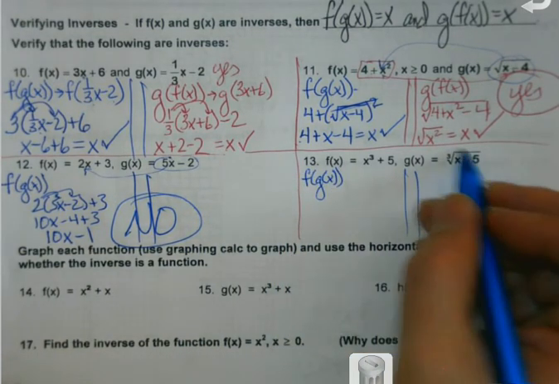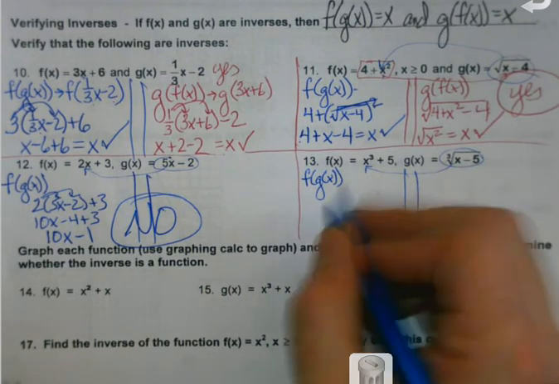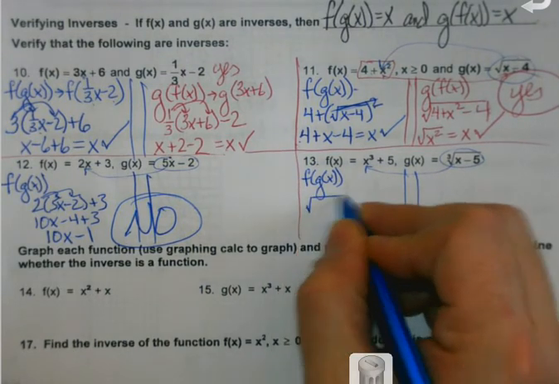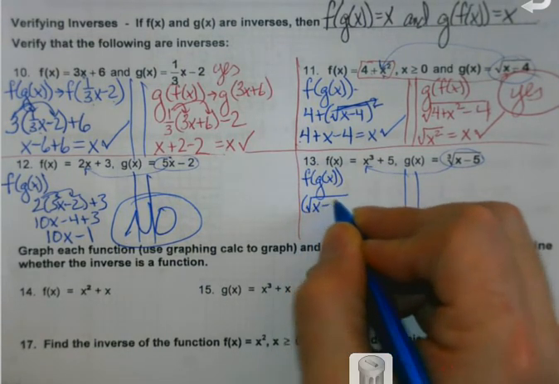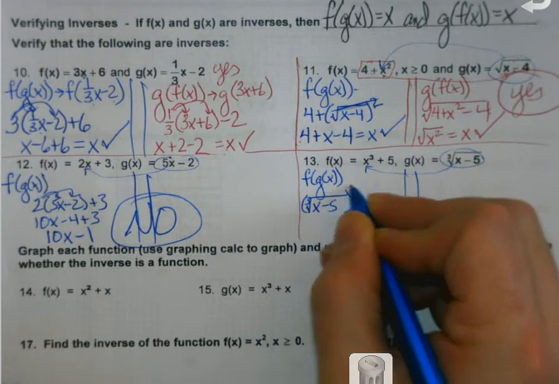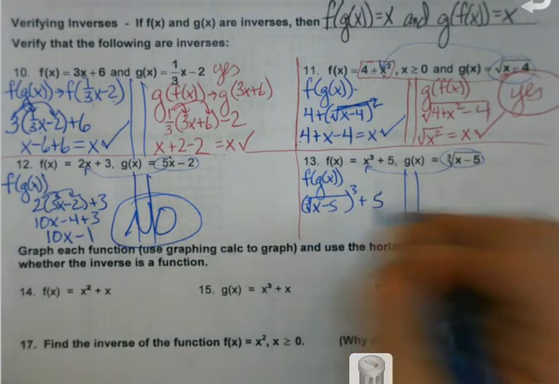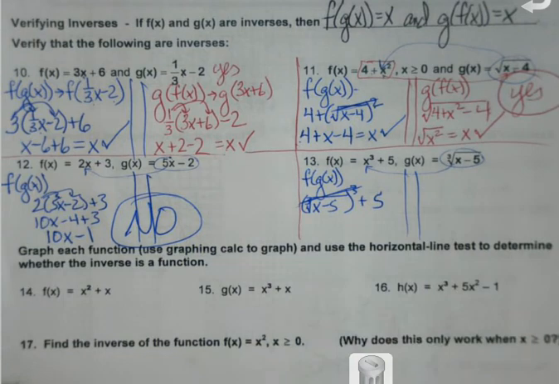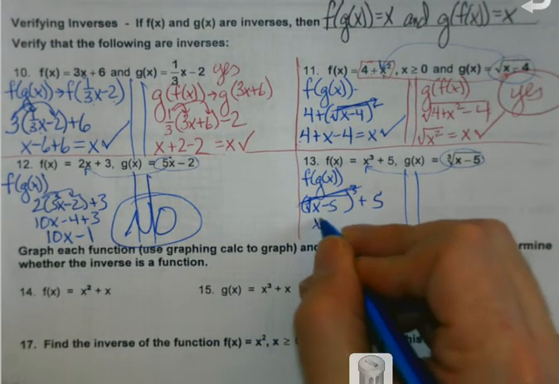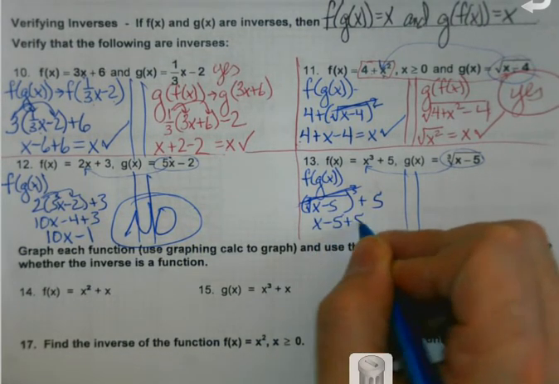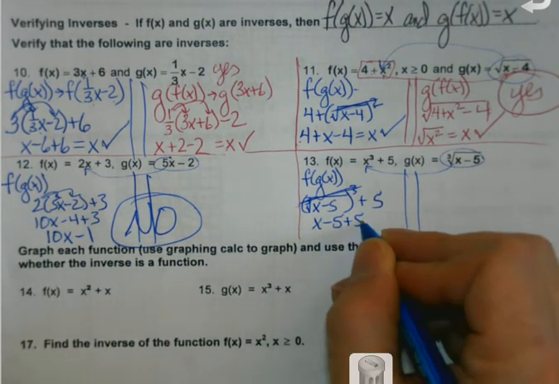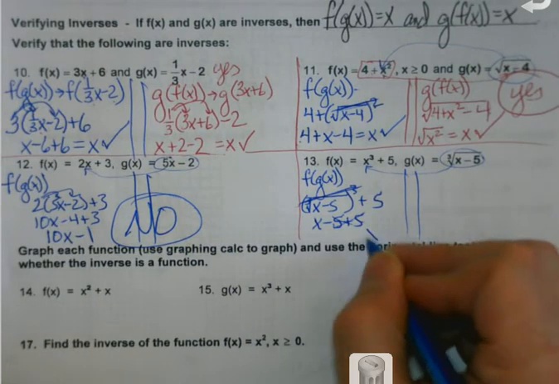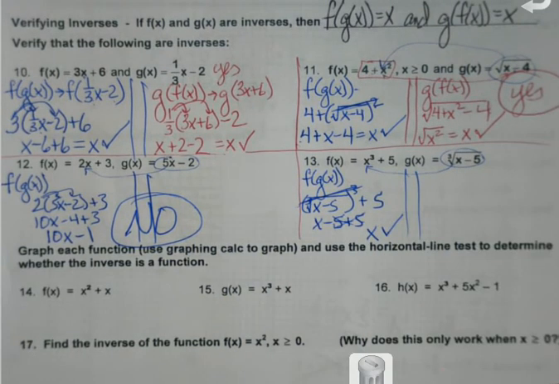All right, so g of f here. The cubed root of x minus 5 cubed plus 5. Okay, cubed and cubed root. Inverses. I'm just left with what's underneath. Minus 5 plus 5 cancels. We're good through the first part.